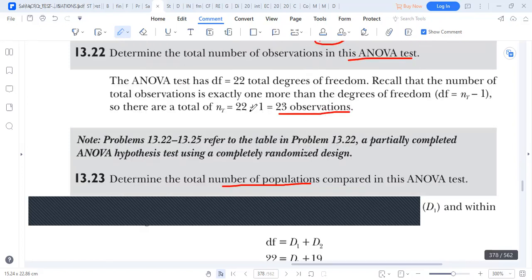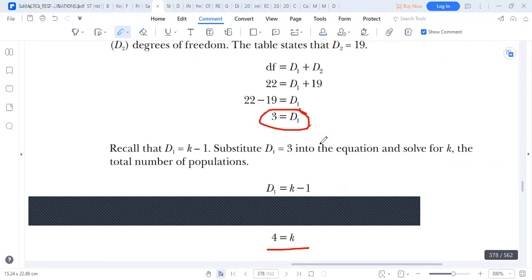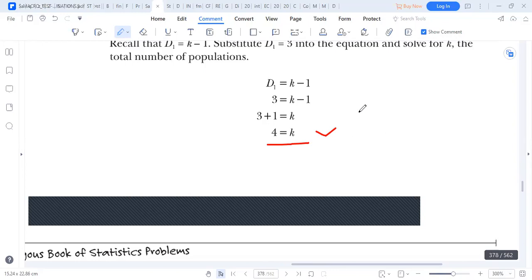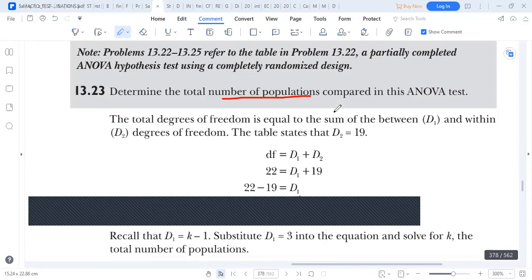2 marks for that. So if you don't understand the concept, you don't get that. Then how many populations are there? It is k. So if our k minus 1 is 3, so what is our k? K is 4. 2 marks for that. So don't lose marks for that. I've clarified. All right.